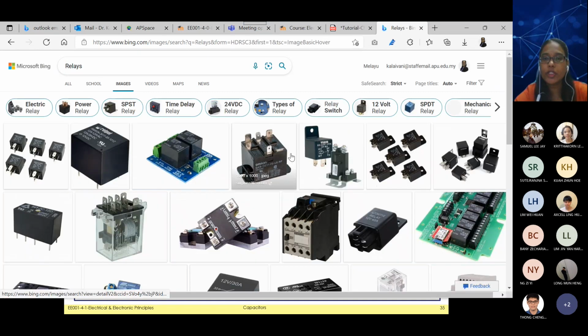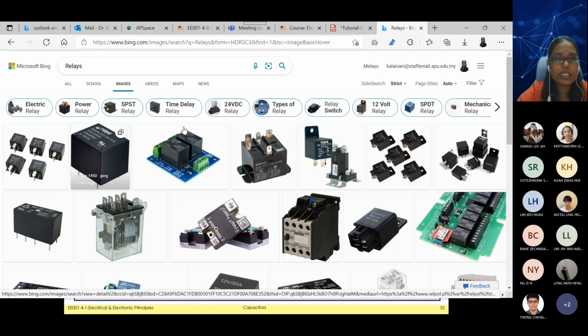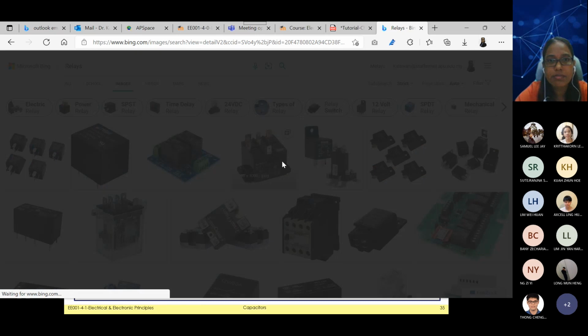Okay, you may have a look. This is the one we call a relay. Maybe later on you can try to Google to find out more details about this part here. But this is how it looks. Okay, let me pick up this one and have a look.